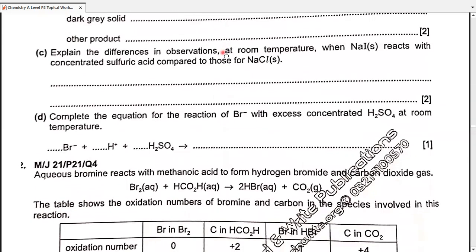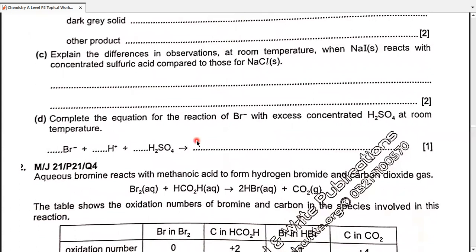Okay. Number C, part C. Explain the differences in observations at room temperature when sodium iodide reacts with concentrated sulfuric acid compared to those for sodium chloride. Differences at room temperature. Reactivity decreases down the group.